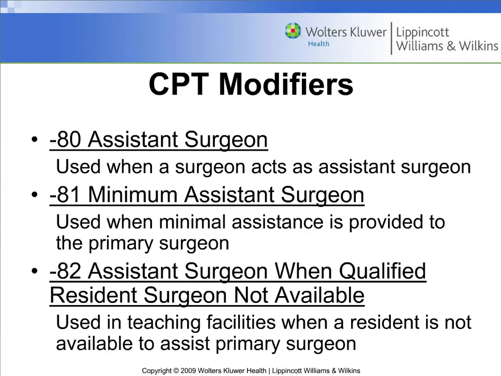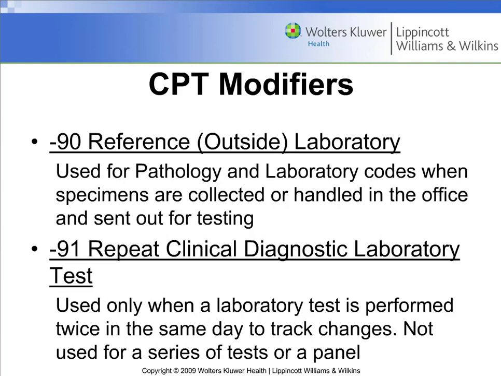Modifier 80 is for an assistant surgeon. It's used when a surgeon acts as an assistant surgeon. Modifier 81 is minimum assistant surgeon, used when minimal assistance is provided to the primary surgeon. 82, the assistant surgeon when qualified resident surgeon not available. This is used in teaching facilities when a resident is not available to assist the primary surgeon.